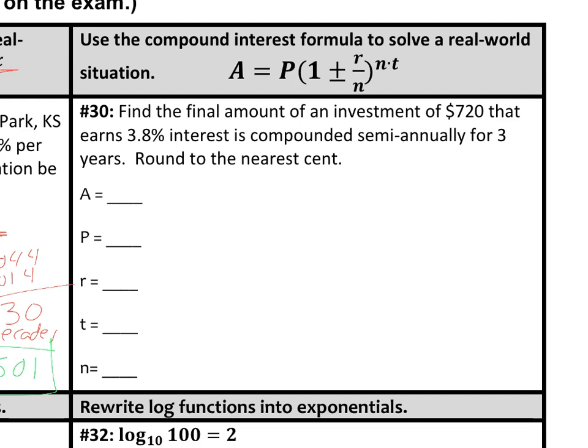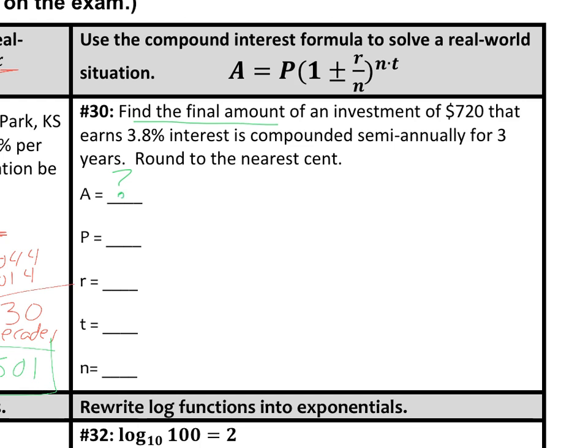Number 30, another word problem, and I do give you the equation again. You need to figure out A, P, R, N, and T from the problem, and then you can just plug them straight into that formula. A is the final amount. Well, we are looking for the final amount. Find the final amount is what it asks for. So we do not know what A is.